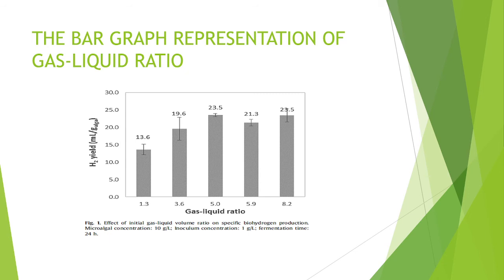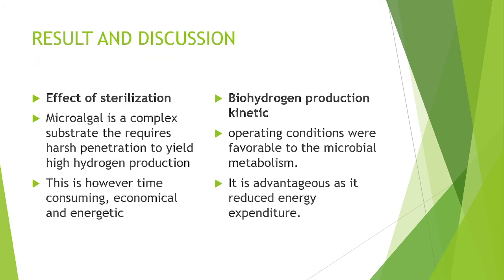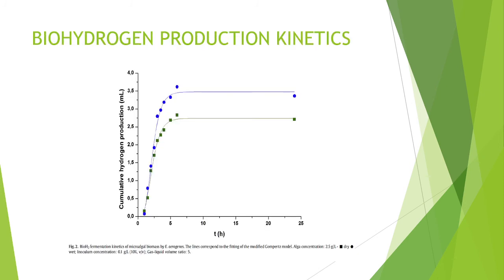We can explain this well with the help of the bar graph, which shows us the various gas-liquid ratios and the hydrogen yield in milliliters per gram of alga. And for the effect of sterilization, microalgae are a complex substrate that requires harsh pretreatment to yield high hydrogen production. Why? Because the bacterial growth and inoculation conditions have a major impact on the biotechnological process of Enterobacter aerogenes. And for the biohydrogen production kinetics, the operating conditions were favorable to microbial metabolism, and this is more advantageous as it reduces energy expenditure. And this linear graphical representation provides a clear explanation of how the biohydrogen fermentation kinetics of microalgal biomass by Enterobacter aerogenes happens.